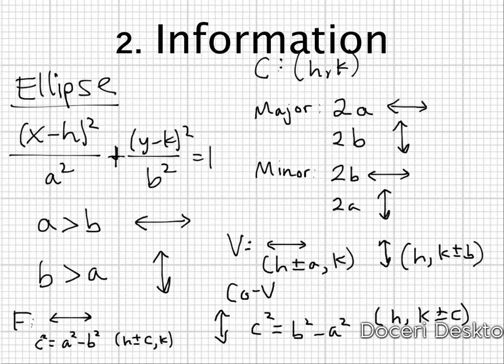If I go co-vertices here, my co-vertices are going to be, if I'm going left to right, I'm affecting my y values, so I'd go h, comma k plus or minus b. And for up and down, I'm affecting my x value, so it'd be h plus or minus b, comma k. And I notice here, as I'm going over this, that I made a mistake in here. That should be a, not b, right there.